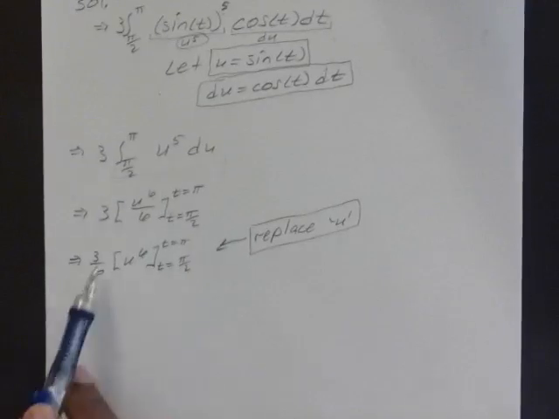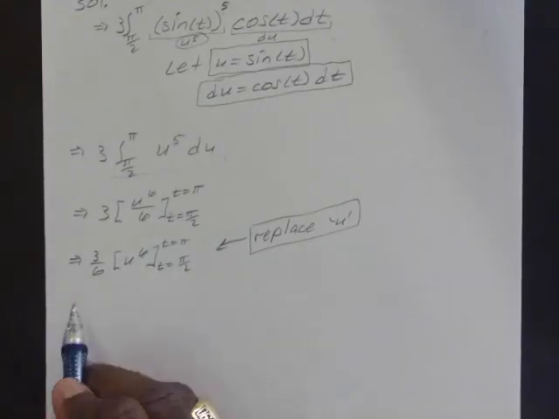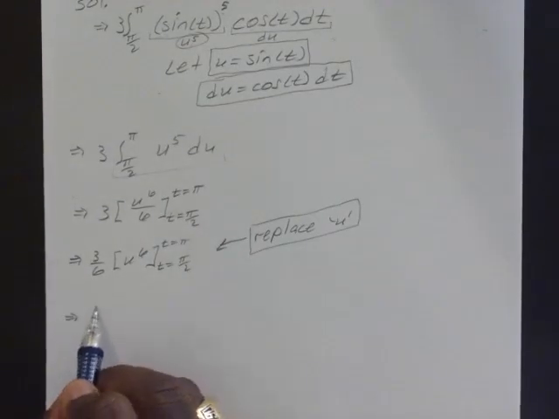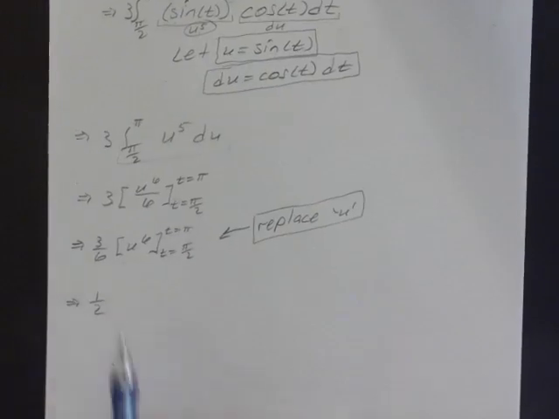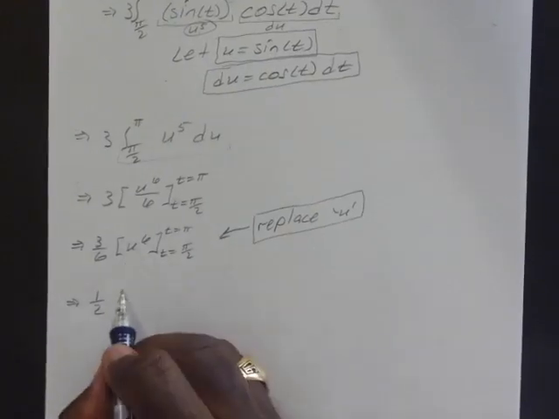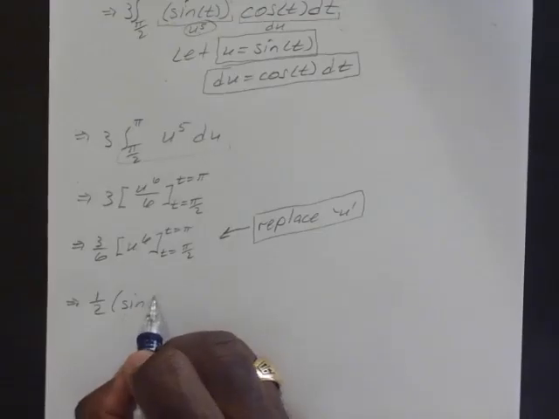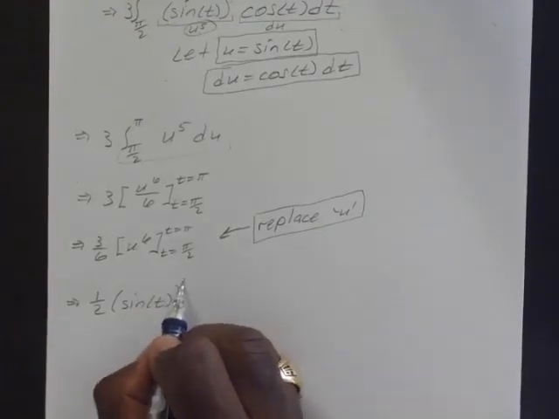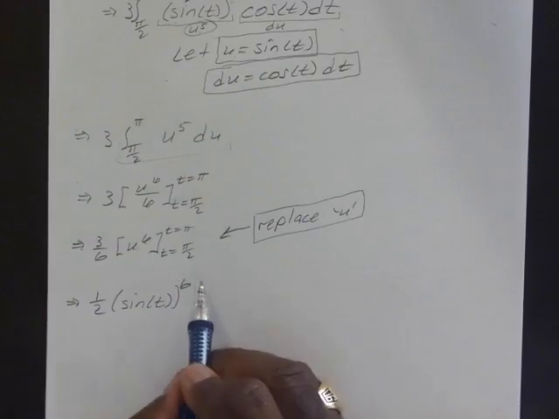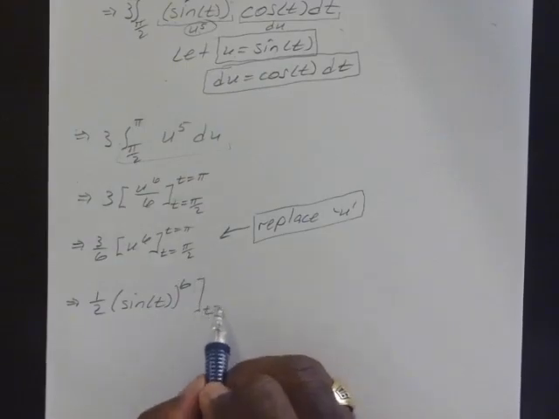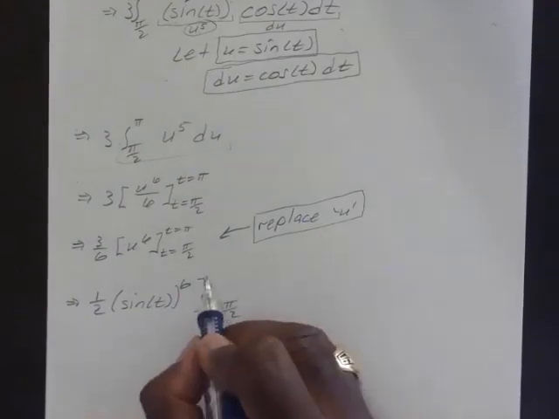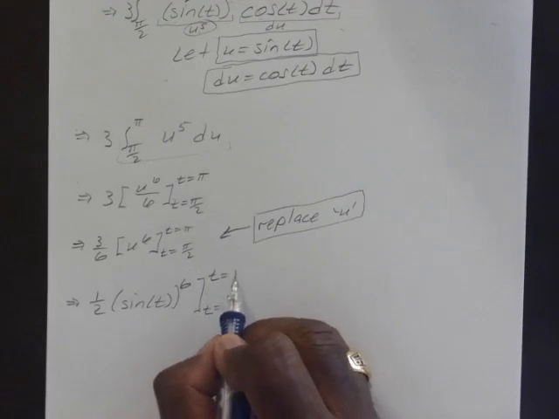Okay, so that 3 over 6, we can just simplify that to 1/2. And that u to the 6th power, we can just make that sine of t to the 6th power from t equals pi over 2 to t equals pi.